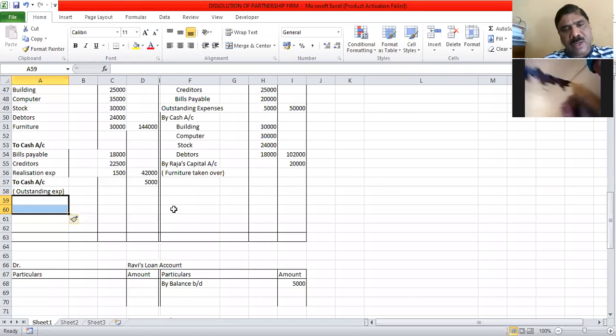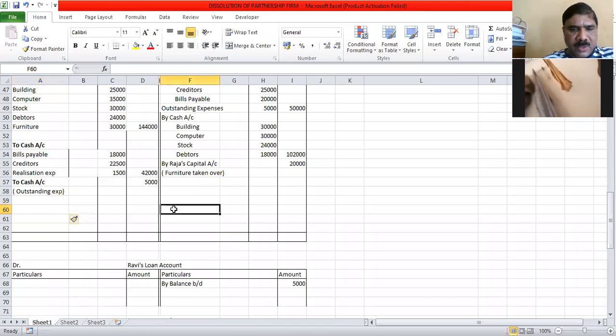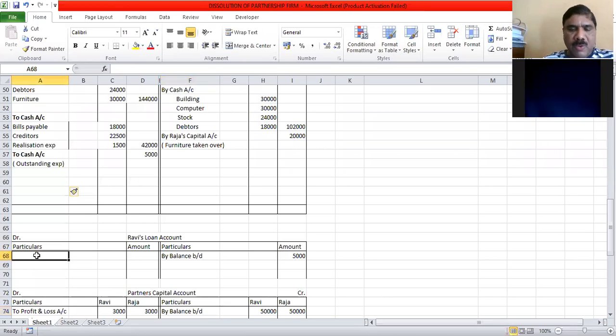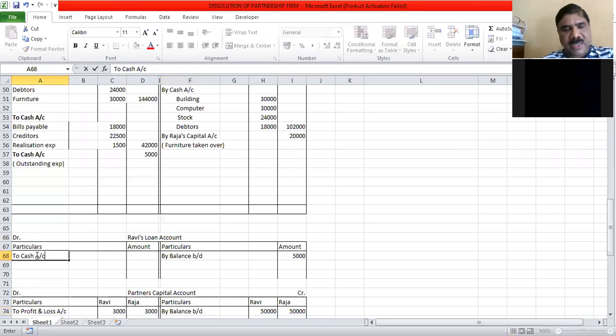Yes. Now you see that all the loans, here one account is Ravi's loan. Is Ravi's loan paid till now? No, sir. First we had to pay the outsider liabilities. Now we paid all the bills payable, creditors, realization expenses, and even outstanding expenses. Now, in the absence of information, nothing is mentioned about the partner's loan. We have to pay it out. What do you pay? Cash. So for this, cash account, how much is paid?